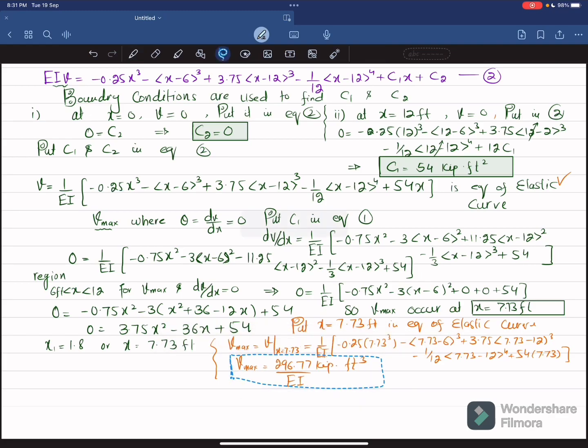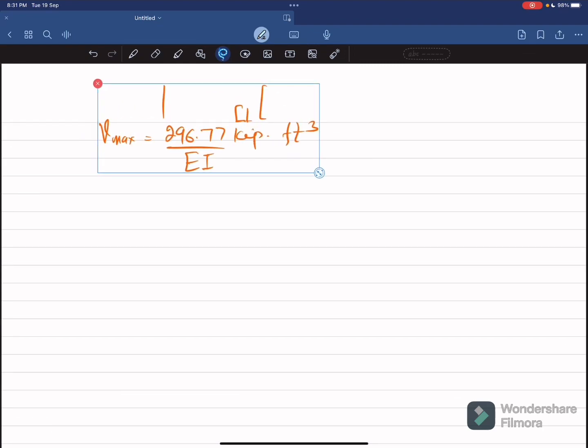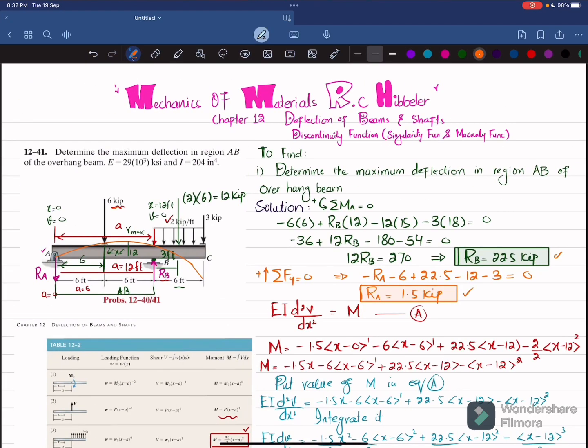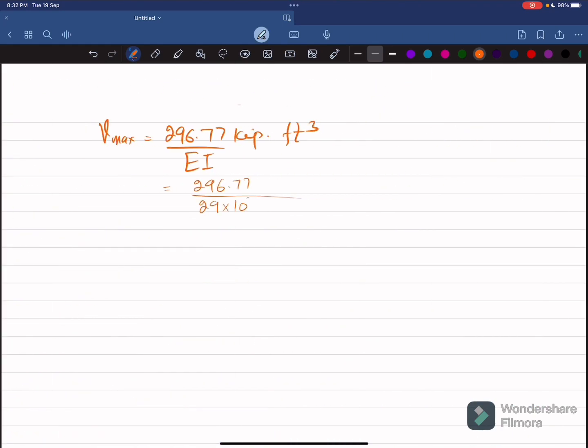Now we will copy it and move toward next page. Okay, so you have these values. So 296.77 divided by E, and E is given as 29 into 10 to the power 3 KSI. And here we have kips into cubic feet multiplied by I. I is 204 inch power 4. Since this is cubic feet, we'll convert this feet into inch, and 1 feet is equal to 12 inch. So 12 cubic feet, so it will be 12 cube. Now you can see this is kips into feet, and this is KSI. Okay, so when you solve this, you will get maximum deflection comes out to be 0.0867 inch.